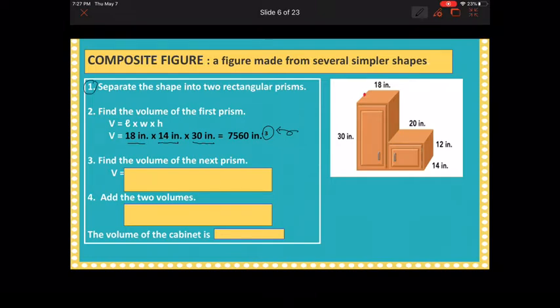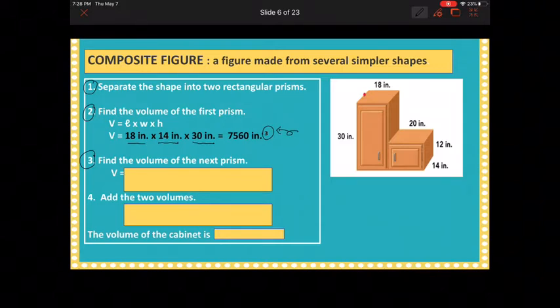We found the 2 rectangular prisms. We found the volume of the first prism. We are on to step number 3, which says to find the volume of the next prism. Let's go ahead and do that. Oops, let's go back here. Okay, so length times width times height, right?